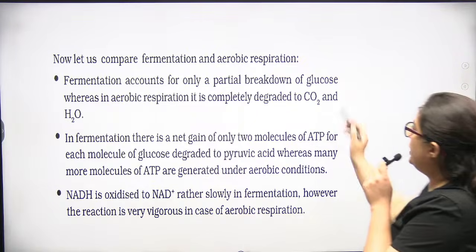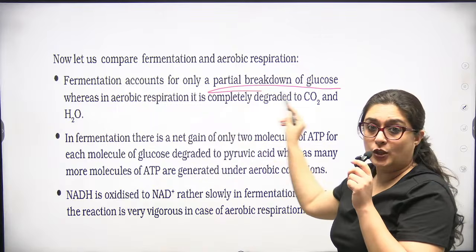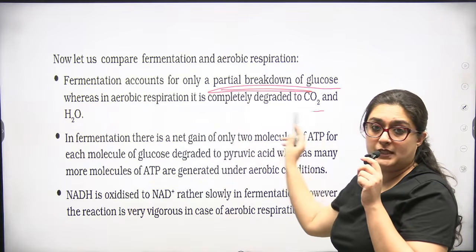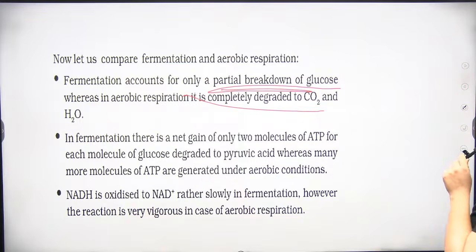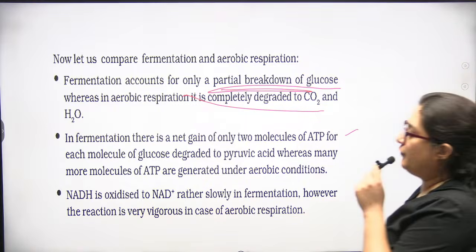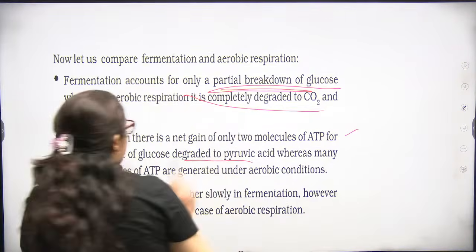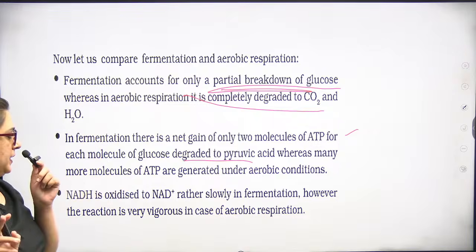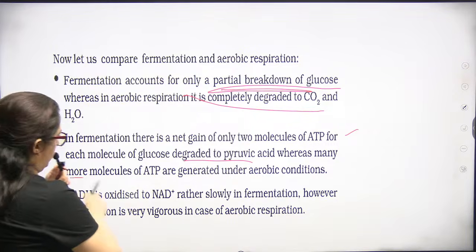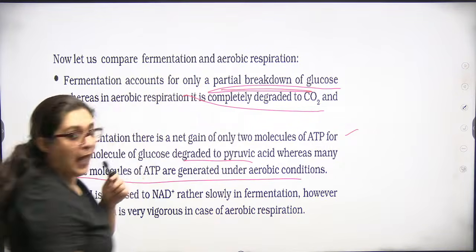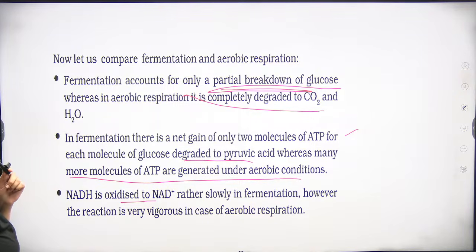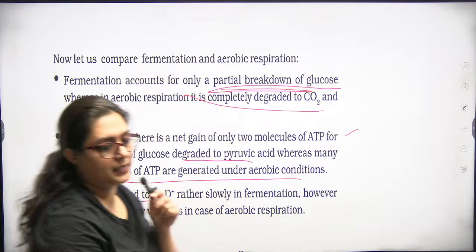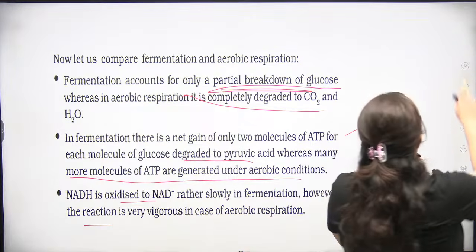Fermentation accounts only for partial breakdown, not complete breakdown. So you are not expecting the release of an adequate amount of ATP. Net gain of only two molecules of ATP per molecule of glucose degraded to pyruvic acid, whereas many more molecules of ATP are generated under aerobic conditions. NADH is oxidized slowly in fermentation, whereas the reaction is rigorous in aerobic respiration.